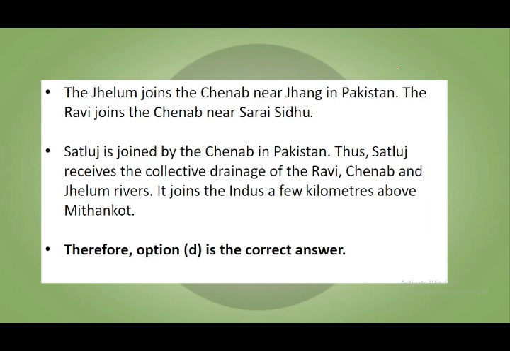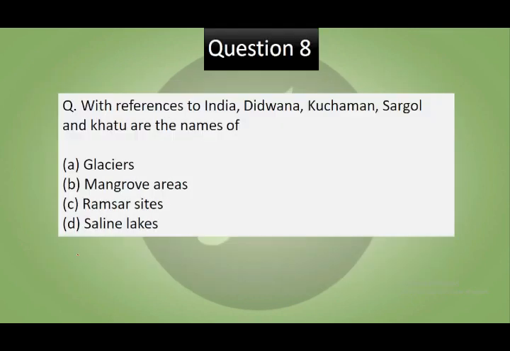The Jhelum joins the Chenab near Jhang in Pakistan. The Ravi joins the Chenab near Sarai Sindhu. Then the Sutlej is joined by the Chenab in Pakistan. Thus Sutlej receives the collective drainage of the Ravi, Chenab and Jhelum. It joins the Indus a few kilometers above Mithankot. Therefore, your correct answer is D, Sutlej.